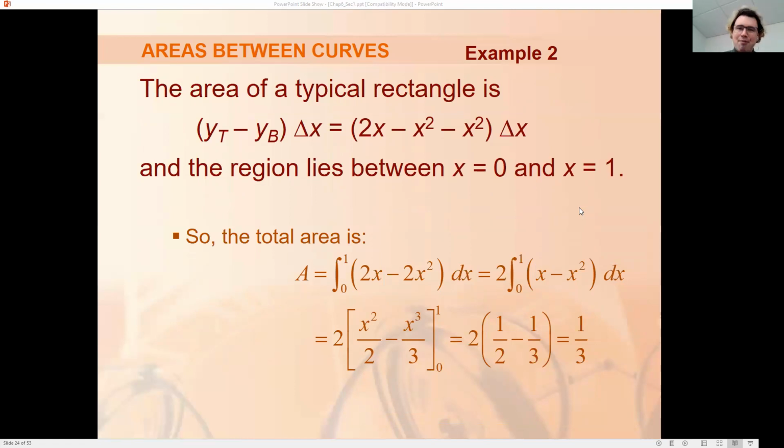From this point, all I've got to do is set up my integral. Again, it's just the difference, top function minus the bottom function. So here it is, my area is equal to the integral from 0 to 1 of the function 2x minus 2x squared, all dx. And again, at this point, it's just integrating a polynomial. I find that the answer to this problem is that there is 1/3 of a unit of area sandwiched between the two different curves.